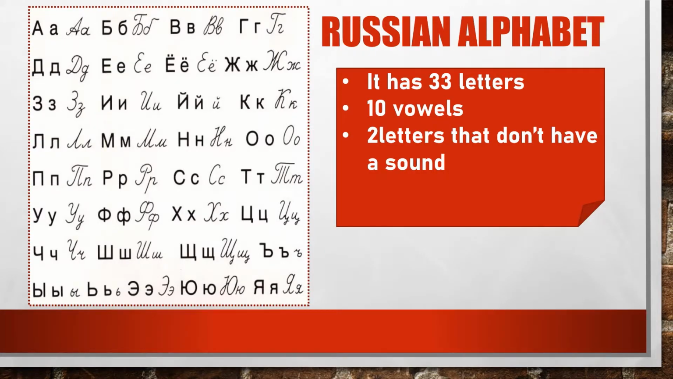Russian alphabet has 33 letters and it has 10 vowels compared to English alphabet that has 5 vowels. It has also 2 letters that are completely different and don't have any sound at all, but they're very important in terms of how you pronounce letters that stand next to these 2 letters.